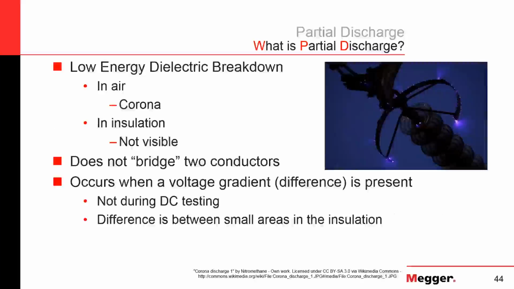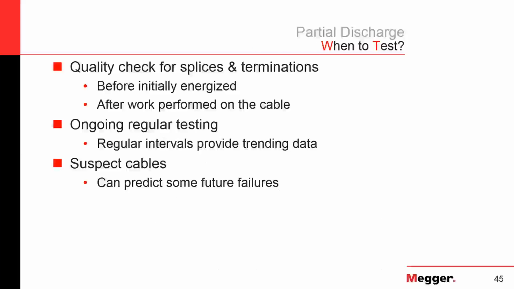So what is partial discharge? It's a low energy dielectric breakdown. In air, you know it as corona, but in insulation, you can't see it because it's not visible, but it's very much a similar phenomenon. It's an ionization of air that breaks down the voltage stress of the air or the void, but doesn't actually bridge 2 conductors. So it partially discharges between those 2 conductors. And it occurs when a voltage gradient is present, some difference between the edges of the void. So it really doesn't occur during DC testing, and it occurs in small areas in the insulation.